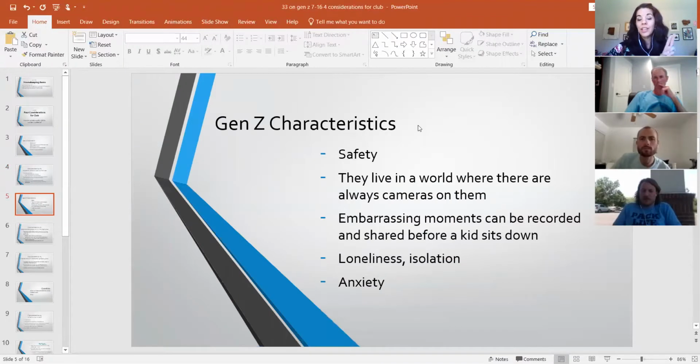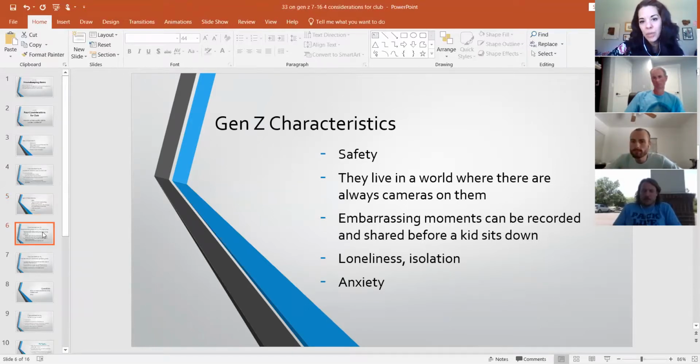Here's our next thing. Another set of Gen Z characteristics: their need for safety. They live in a world where cameras are always on them. Their moments can be recorded, shared, posted, reshared, all before a kid sits down from a game. We also know that they are extremely lonely and isolated. That's all over the research, and that they have high levels of anxiety.